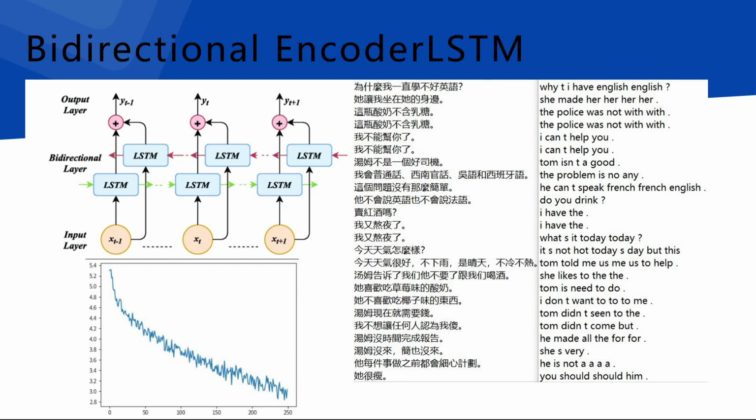Next, examining the results with the bidirectional LSTM, the loss decreased more compared to the unidirectional LSTM, reaching a minimum of 2.95. The translation quality was also slightly better than that of the unidirectional LSTM. For instance, the sentence "He can't speak French or English" was translated by the unidirectional LSTM as "He can't speak English," while the bidirectional LSTM translated it as "He can't speak French English." Although both translations deviate from the actual meaning, the bidirectional LSTM's translation is better because it includes both French and English, whereas the unidirectional LSTM only mentions English.